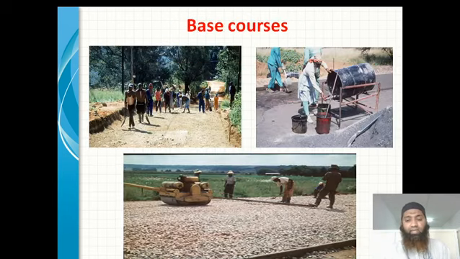Next, you can see the base courses, how it is being placed. As I had told you, the base course is basically placed over the subgrade soil. Subgrade soil is the lowest part, that is the earthen part. Over that, the base course is being placed. Basically, the coarse aggregate is placed, then it is stamped, or a road roller is run over it, so that a good compaction can be done. It becomes a hard layer.